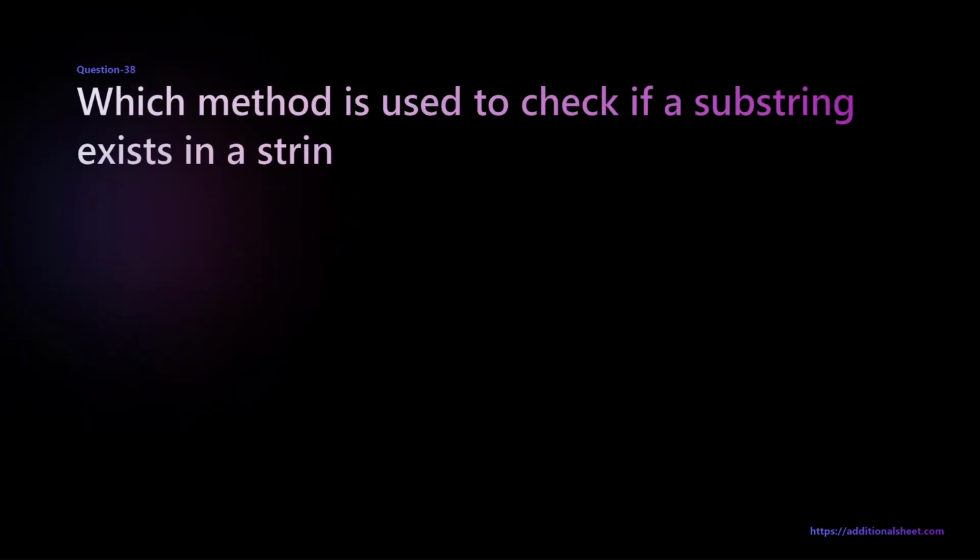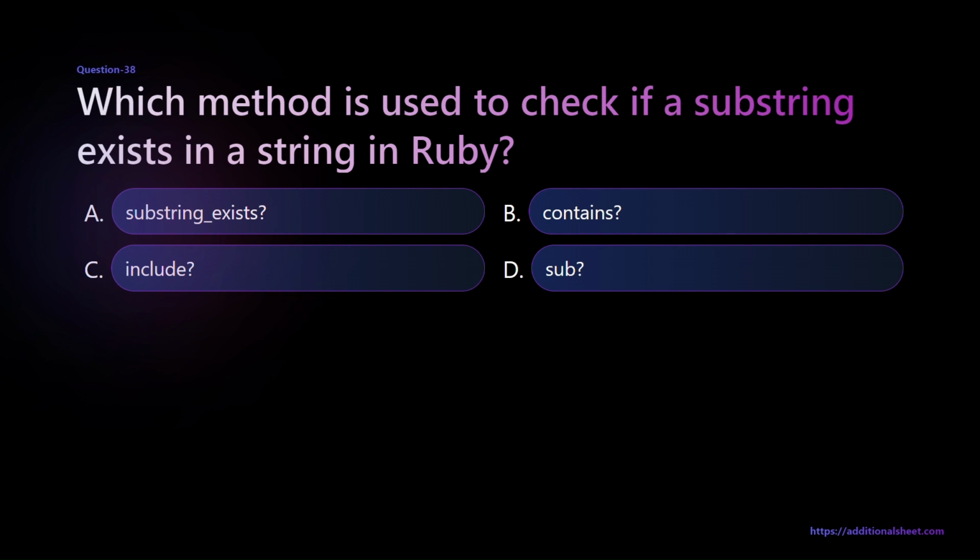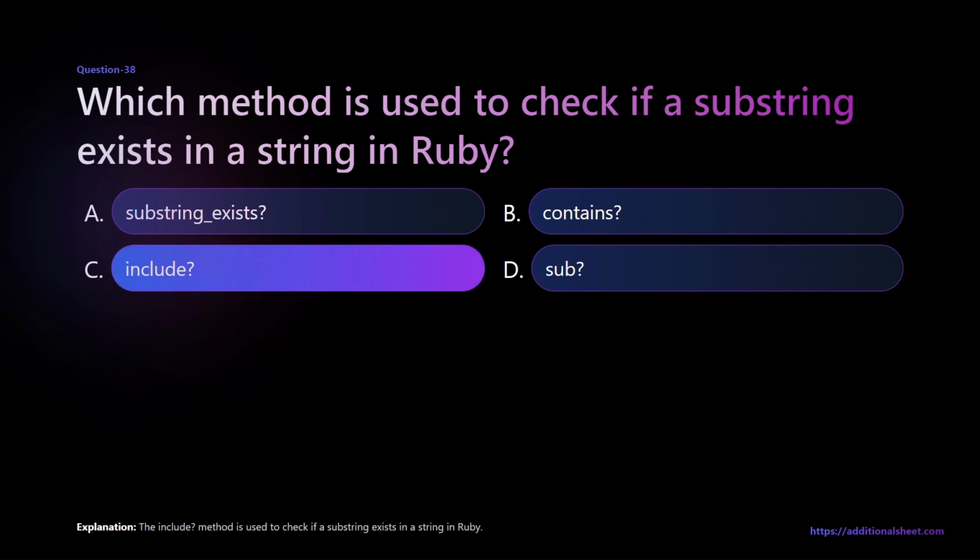Which method is used to check if a substring exists in a string in Ruby? Option A, substring_exists. Option B, contains. Option C, include. Option D, sub. The correct answer is option C, include.